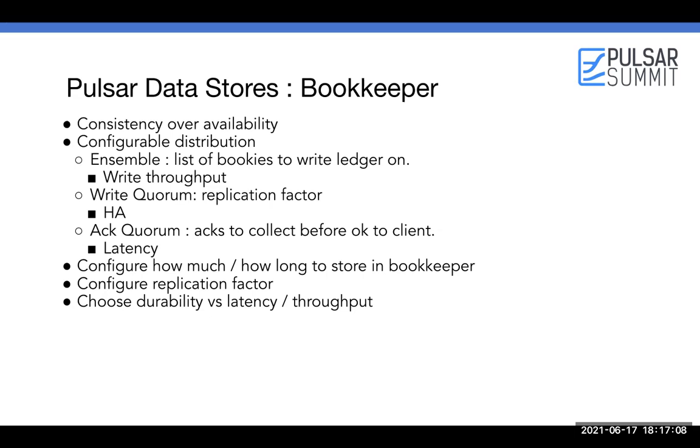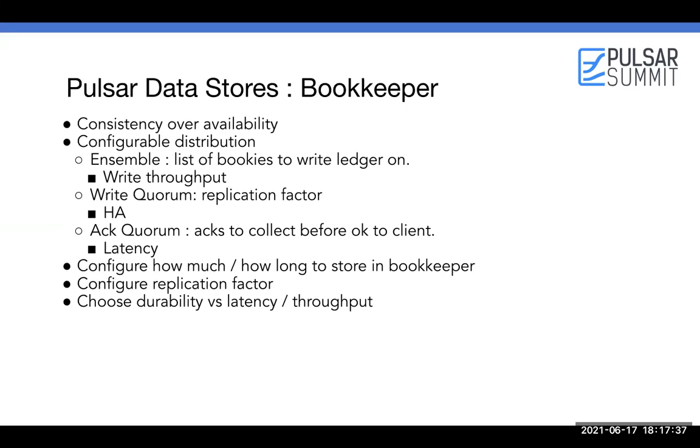Ensemble is the list of bookies that this ledger is being written to. If you have a bigger ensemble, a bigger list of bookies on which you're writing the ledger, obviously you have a lot more IO and different places to write to. So your write throughput actually increases. Write quorum is your replication factor. So if you keep it higher, then you have a good HA system.